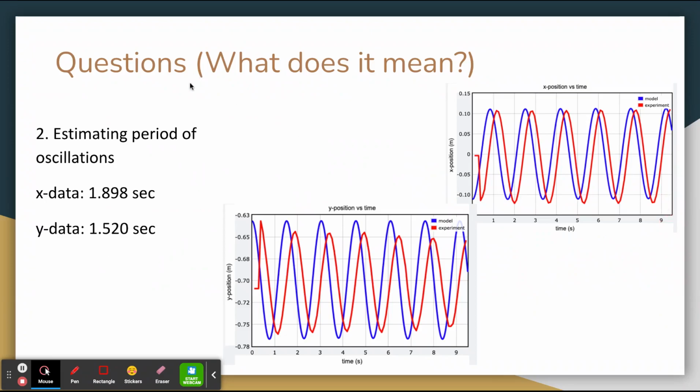And then the second "What does it mean?" question, we had to estimate the period of oscillations in both the x and y directions. To calculate that, we basically went from one peak to another to see how long this distance would take in our experiment. For our x direction, we found that this time difference was about 1.898 seconds. And for the y direction, it was about 1.520 seconds.